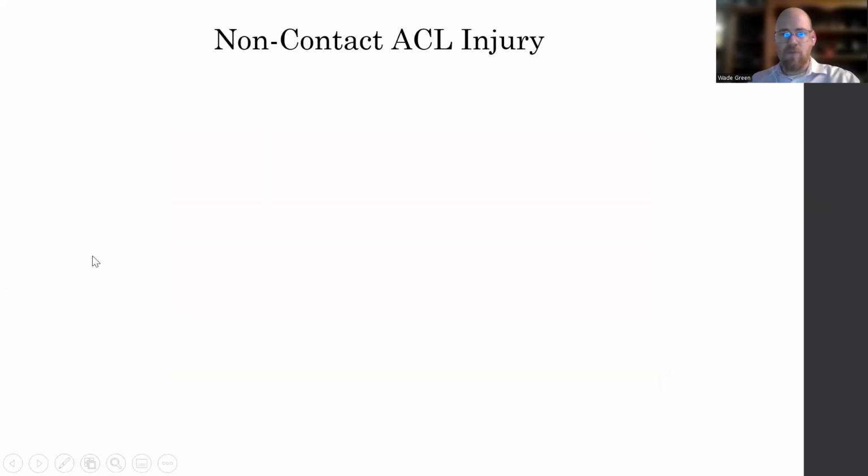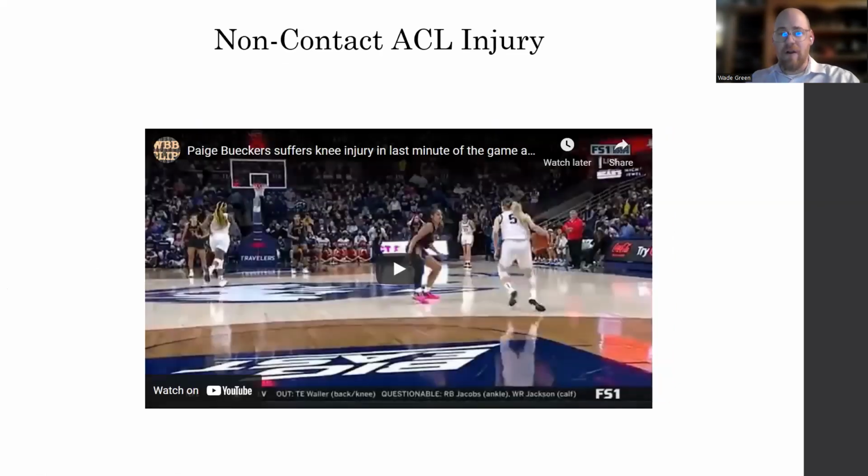Okay, next one. This happens very quickly. This is a non-contact mechanism. By comparison, guys, many of our female sports, basketball, women's soccer, actually have higher rates of non-contact ACL injury. This has been an ongoing area of research for a long time. We really don't have a solid answer even still as to why ACL injuries are more common in women than they are in men, particularly non-contact injuries. So let's take a look at this video.